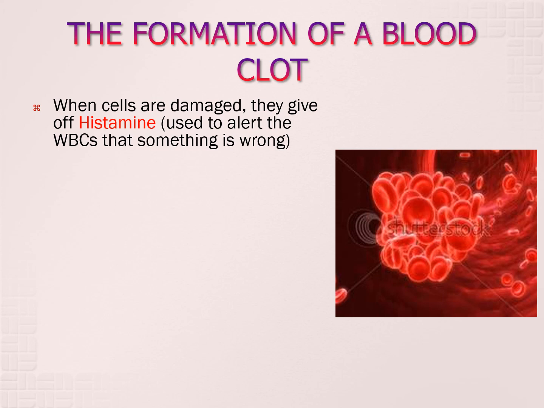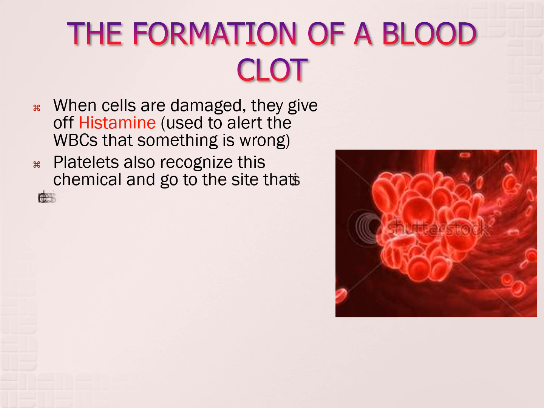Like I said, you always have cells that are hurt in your body. So you always have histamine in your blood. And so your body has learned to kind of ignore histamine to a certain level. But when there's a spike of histamine, that will trigger your platelets into action. Your platelets will recognize this chemical, and they will try to find where the histamine is coming from. Platelets will recognize it and will go to the site that's releasing it.